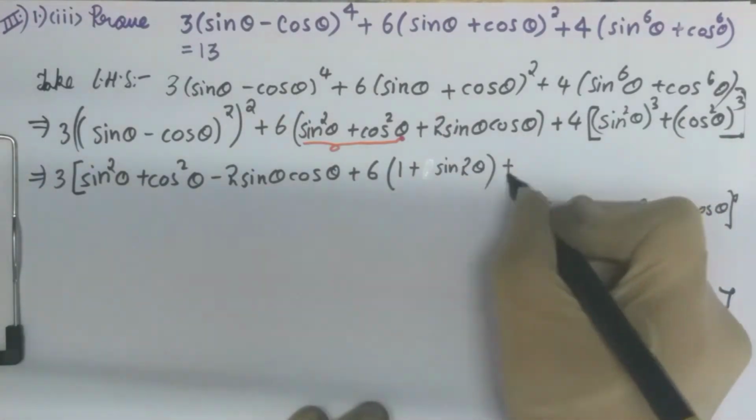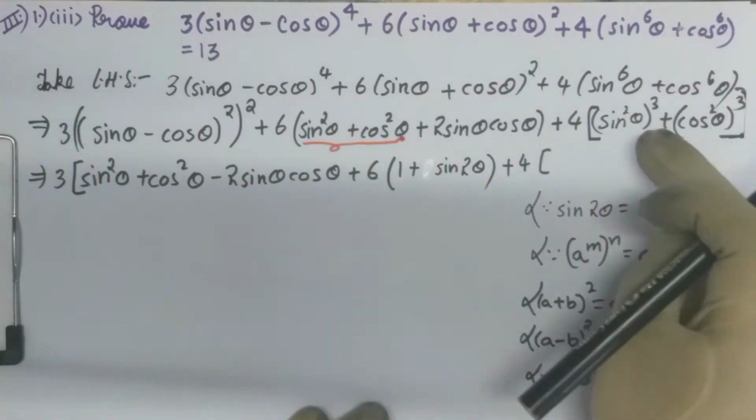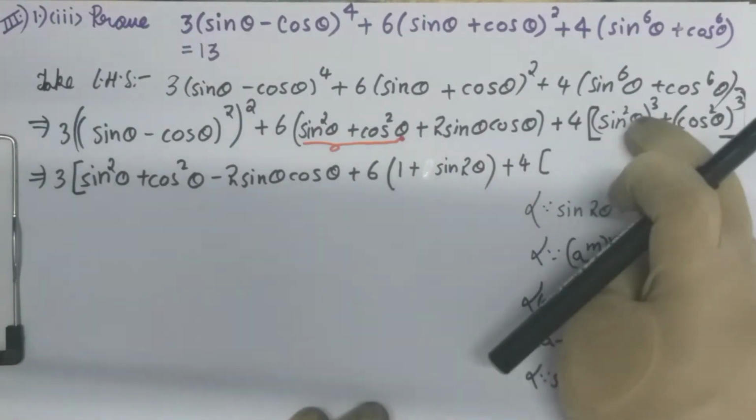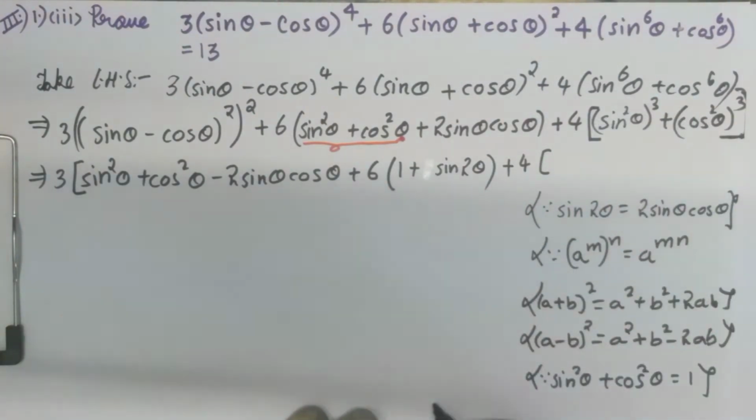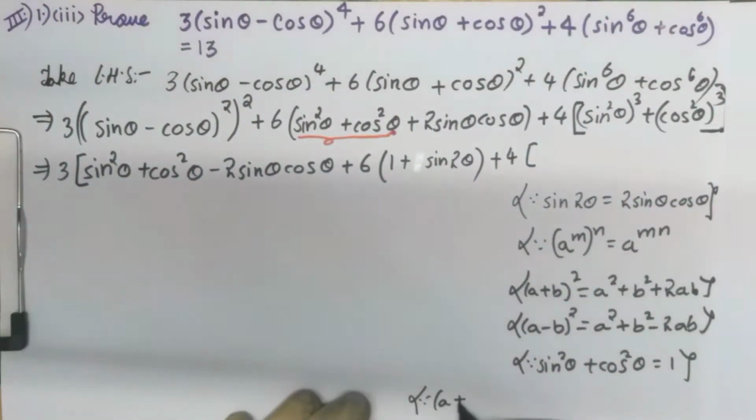Okay, plus 4 into, this is of the form of a cube plus b cube. We have an algebraic identity of a plus b whole cube. Remember, what is the algebraic identity of a plus b whole cube? A plus b whole cube is equal to a cube plus b cube plus 3ab into a plus b. This is our identity for a plus b whole cube.